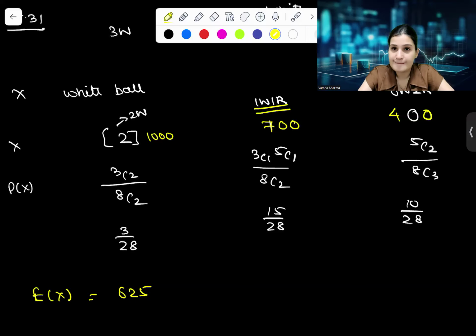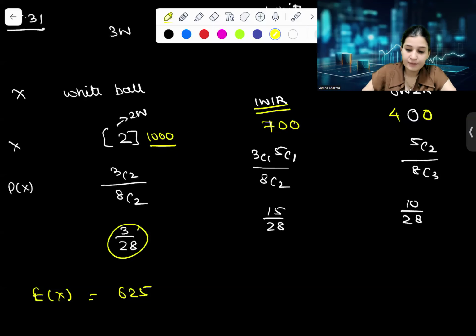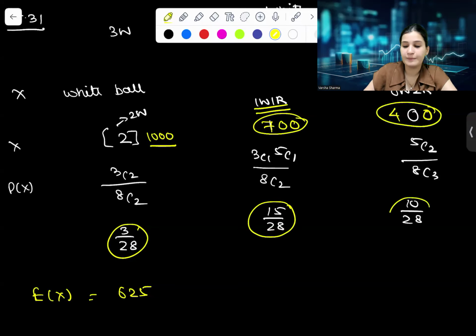Ma'am, can you explain how you got 625? 1000 into 3 by 28 plus 700 into 15 by 28 plus 400 into 10 by 28. Summation x into p of x, right? Thank you, ma'am. Did you get it in your calculator? Yes, ma'am.